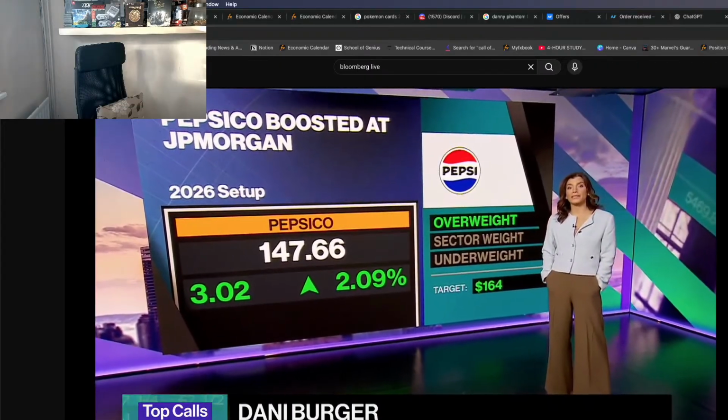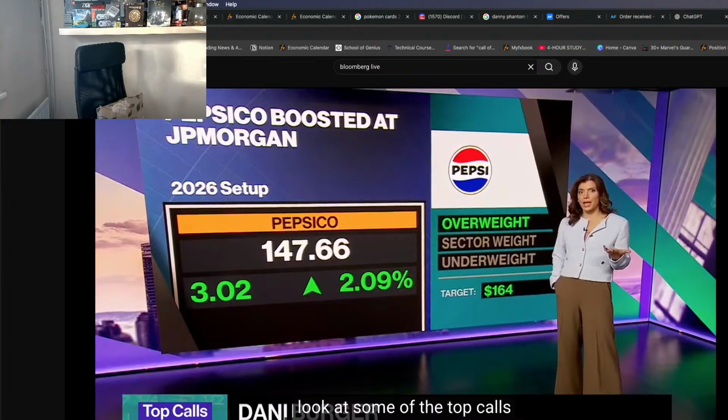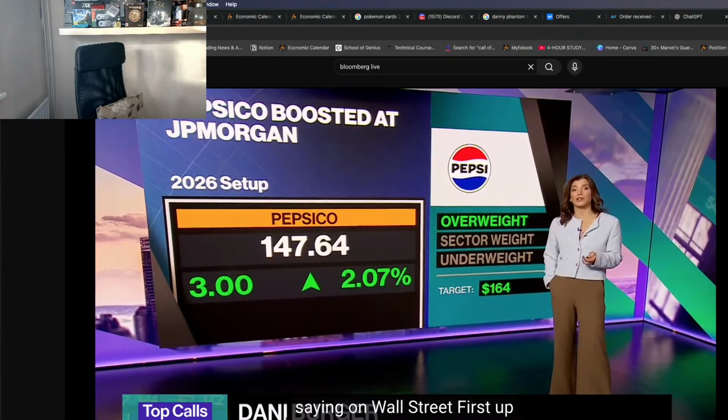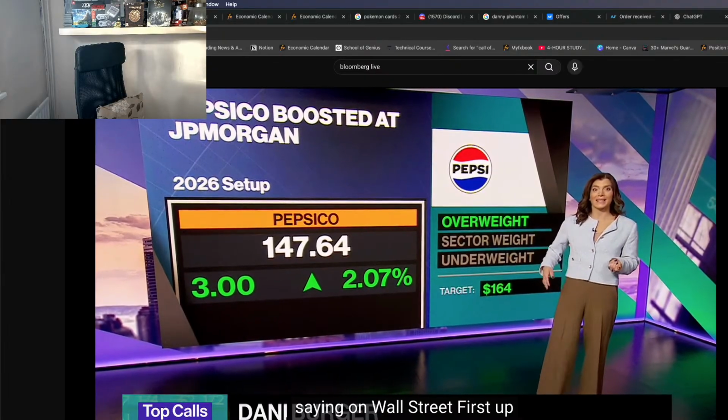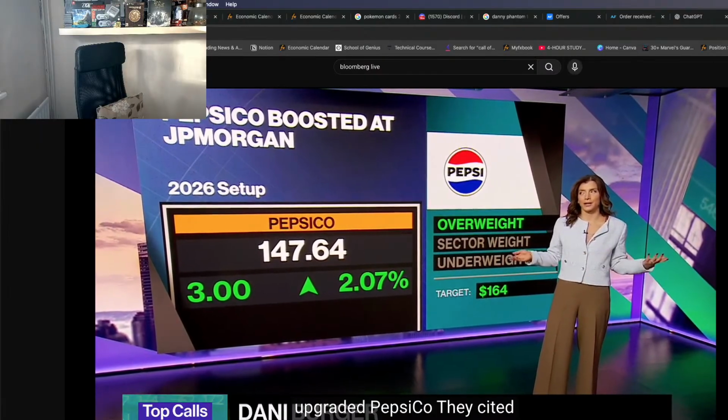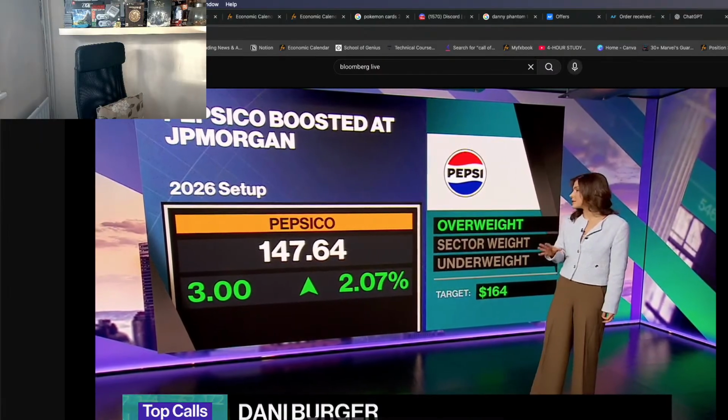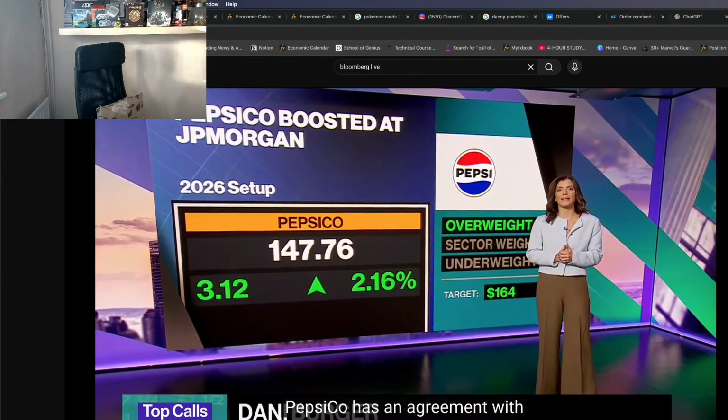They cited strong productivity savings. Heard the story yesterday. PepsiCo has an agreement with Elliott. They're going to trim its lineup up to 20%. They plan to cut prices, streamline staff, which I guess means firing people to help the company's focus. Shares are up 2% after a rally yesterday.